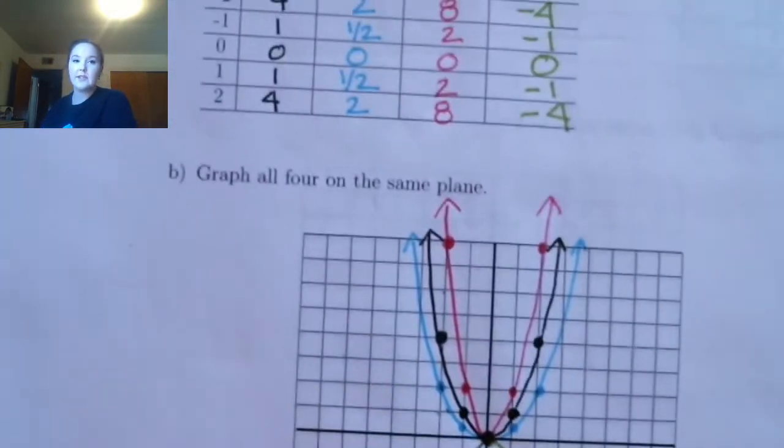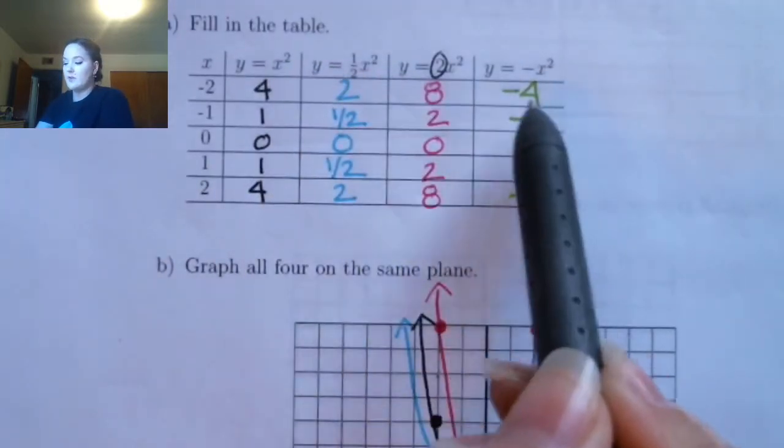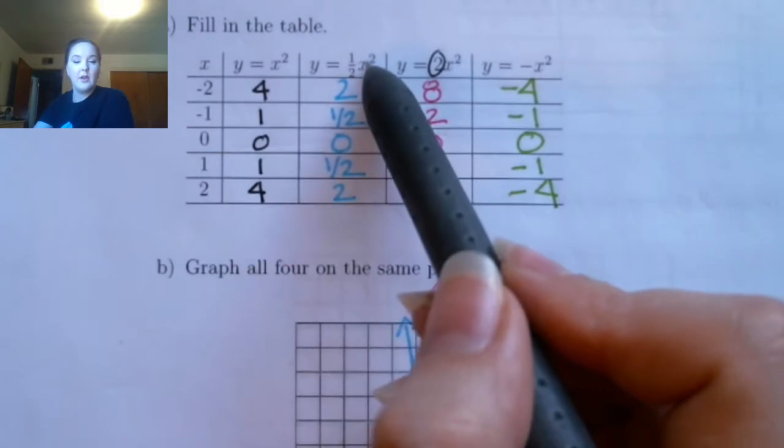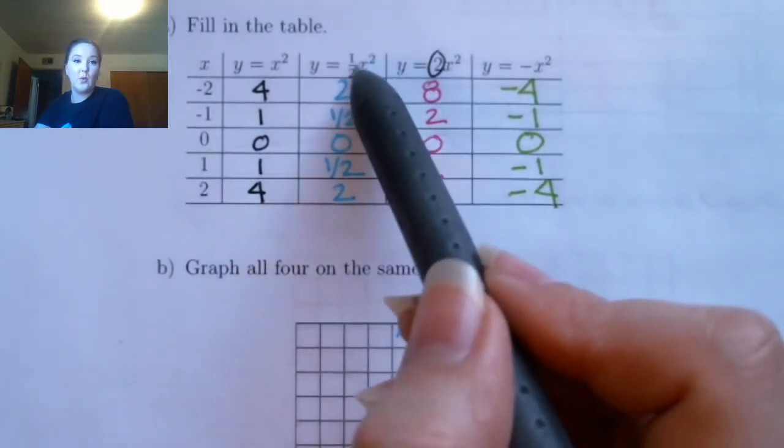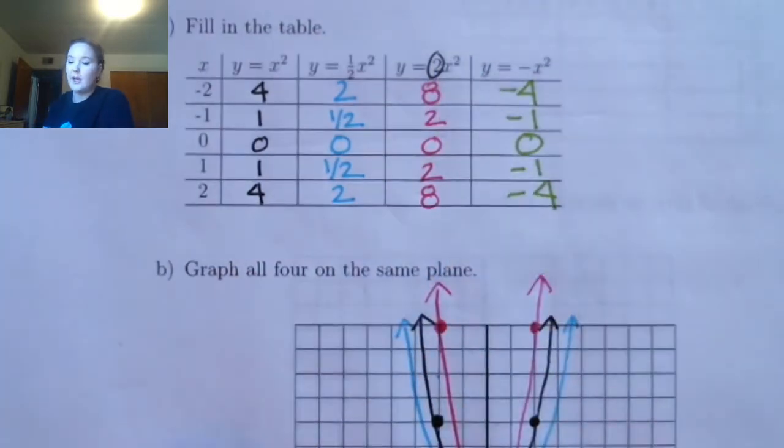So that's what we're going to see from the coefficients here, right? The coefficient of x squared. Here's the normal one. We can see that this changes them to 1/2 their original height. This changes them to double their original height. And this flips the graph upside down.